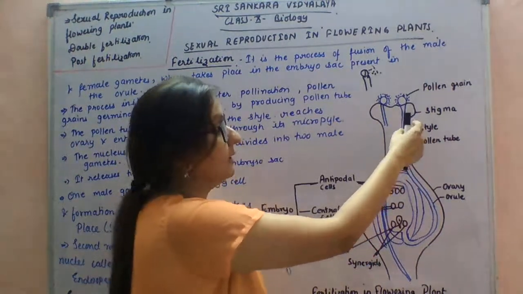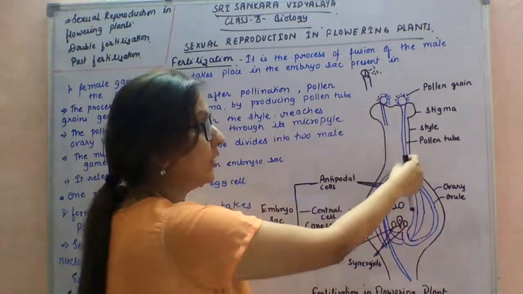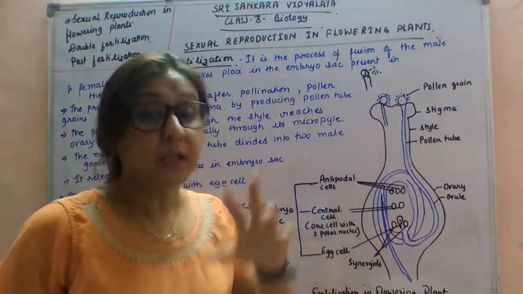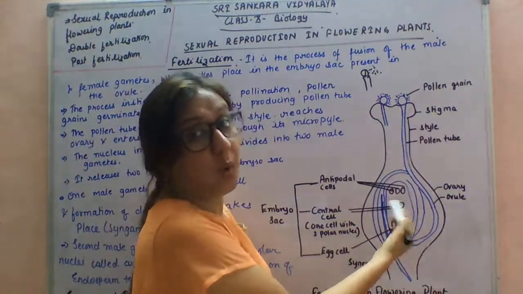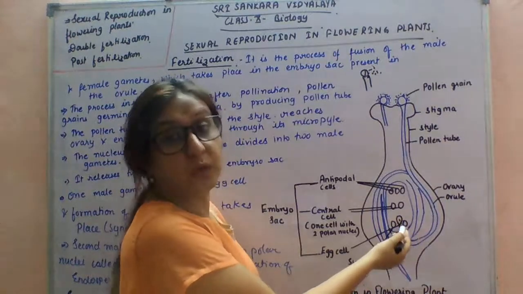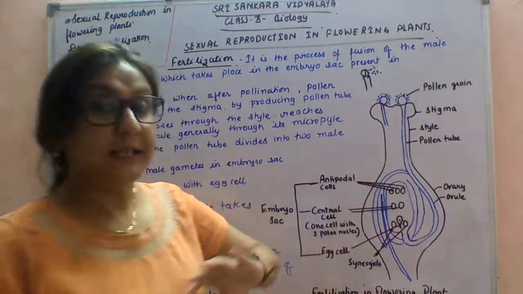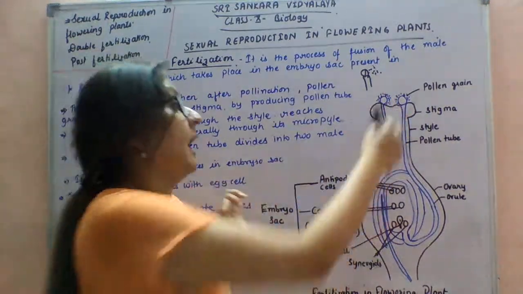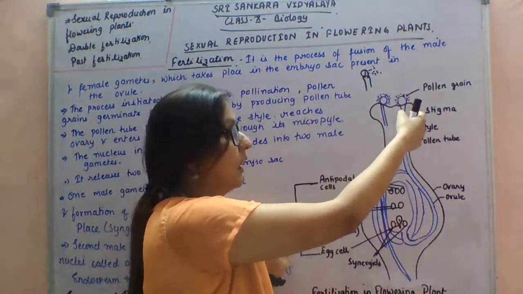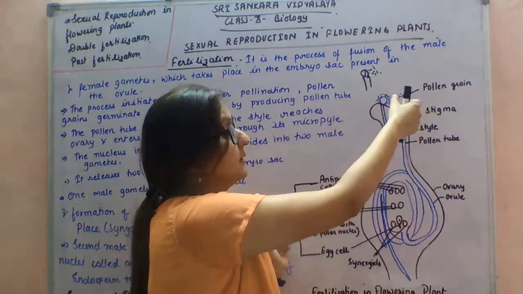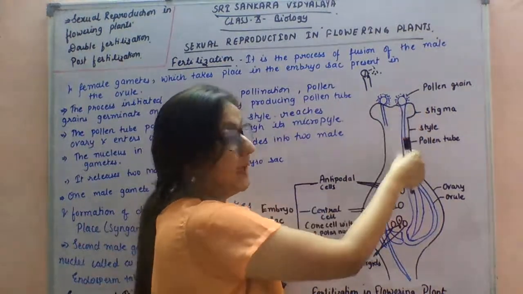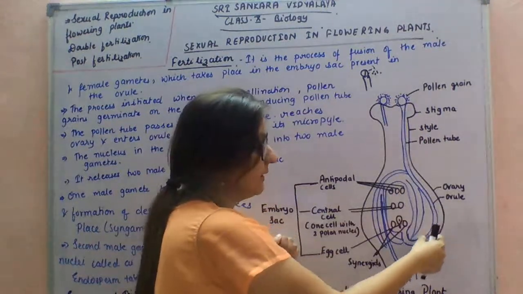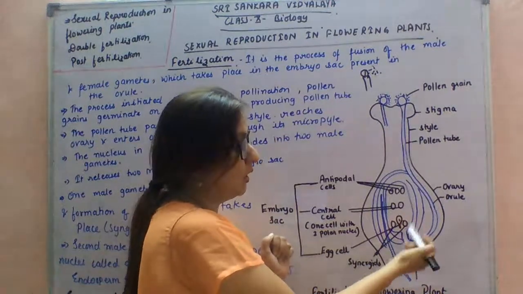When they form the pollen tube, the pollen grain releases two male gametes which have to enter the ovary and later the ovule. Now I am explaining. The pollen grains are released and stick to the stigma, absorb water and nourishment, and form the pollen tube. This is the pollen tube, and along with it the two male gametes enter the ovary.